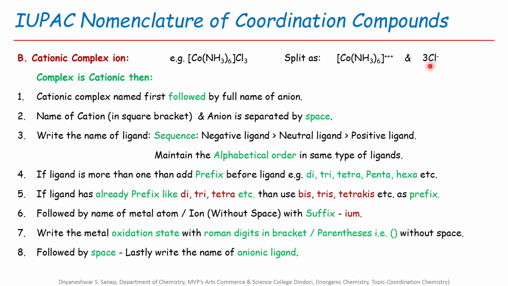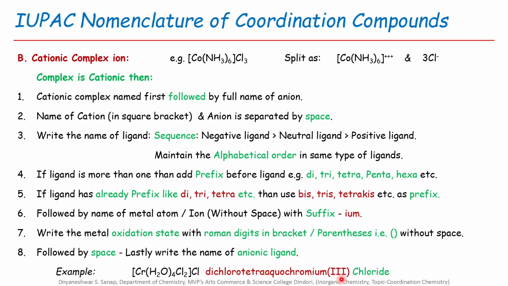The example is tetraaquadichlorochromium(III) chloride. Here the name of the whole coordination compound is written in two words only, and we have to always keep in mind that we write the name of any anionic as well as cationic coordination complex in two parts only, or two words only.